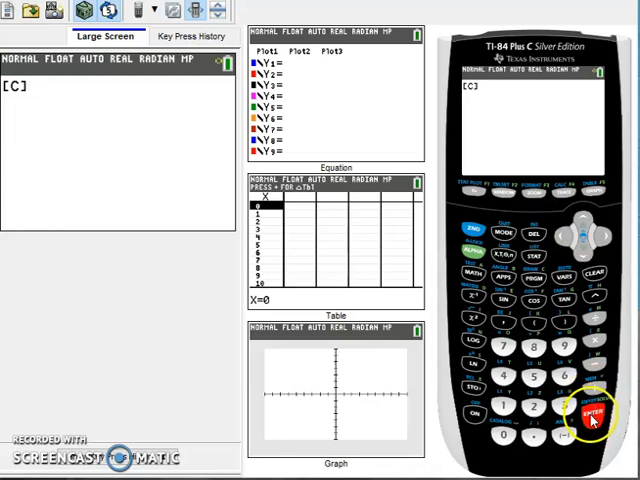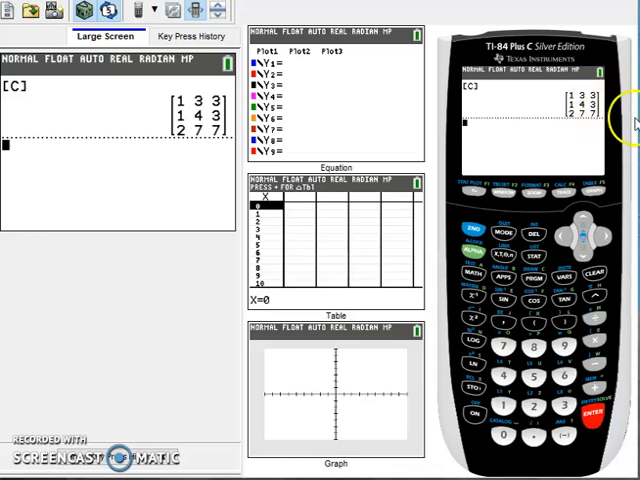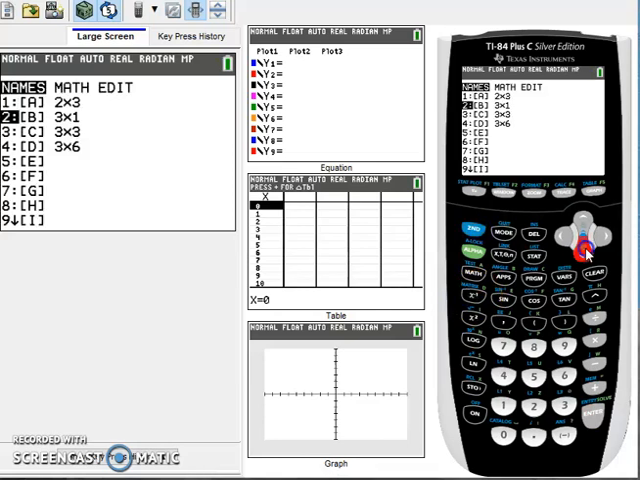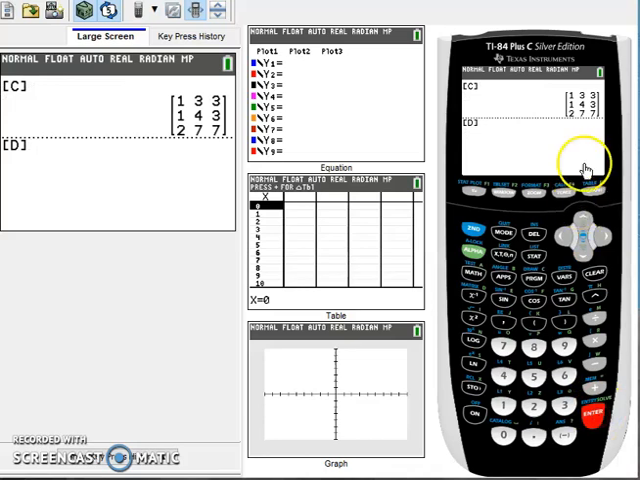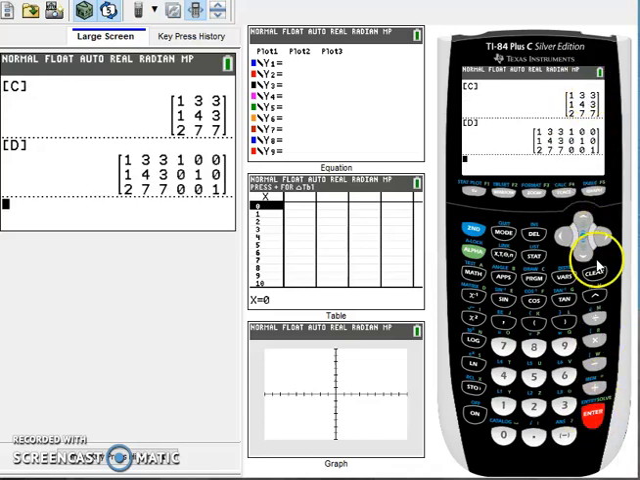A 3 by 3 matrix, and we want to find its inverse matrix, so that's why I created a 3 by 6 matrix. Let's take a look at that. We have the same matrix with the identity matrix right next to it.